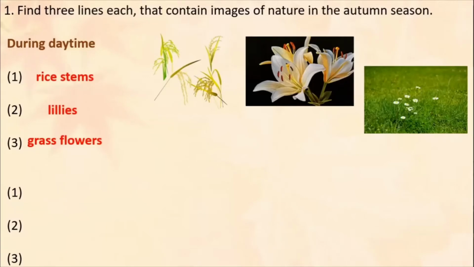Alright, now what about night time? At night, which are the lines which contain images of nature in the autumn season at night? Let us see which are the clue words here. You have moon, you have stars, and you have clouds. So these 3 ideas are the ones which are associated with autumn season at night.